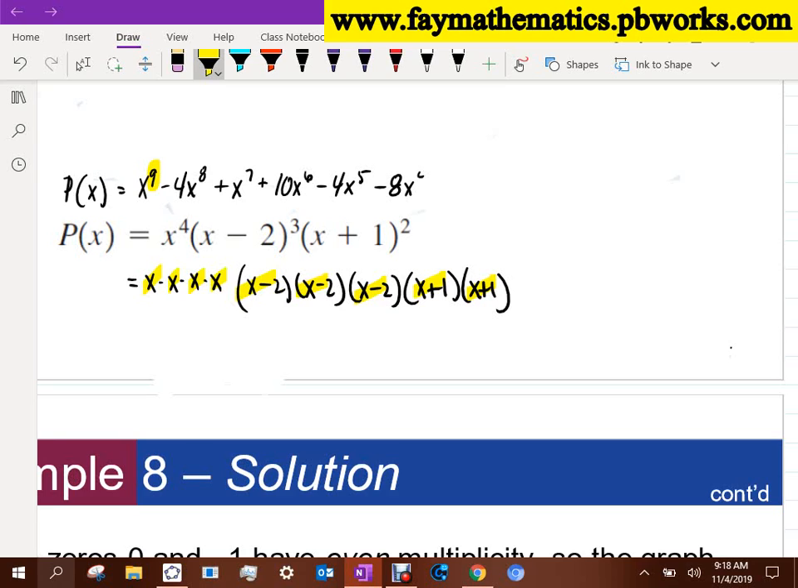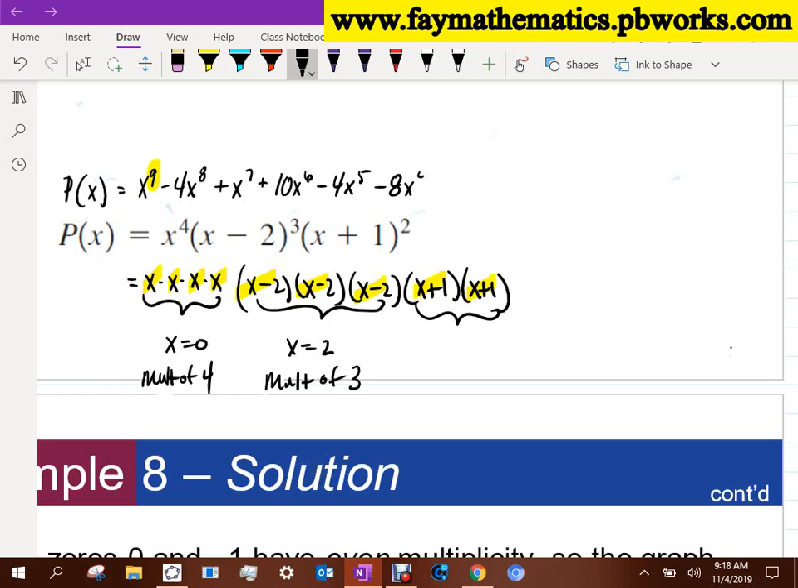Now, we need to understand what this means. When I solve this one for 0, that says x equals 0, but it showed up 4 times, so I'm going to write multiplicity of 4. This one gives me x equals 2, but it showed up 3 times. And this one gave me a multiplicity of 2. The 0 is negative 1, but the multiplicity is 2.